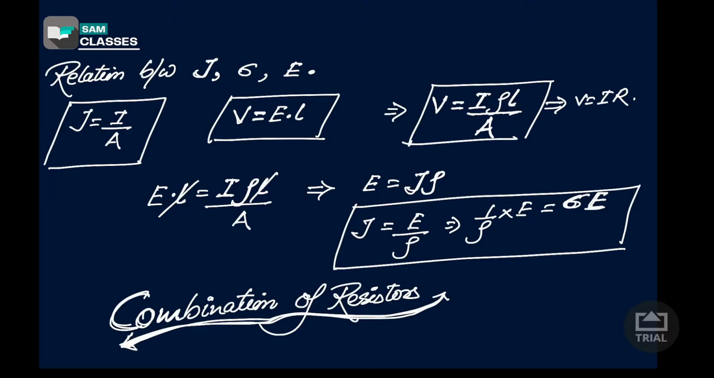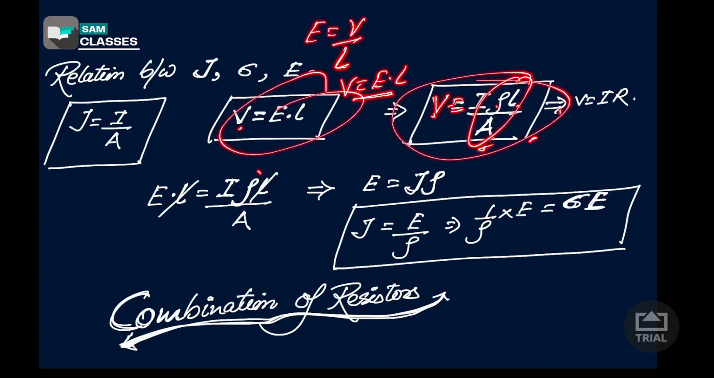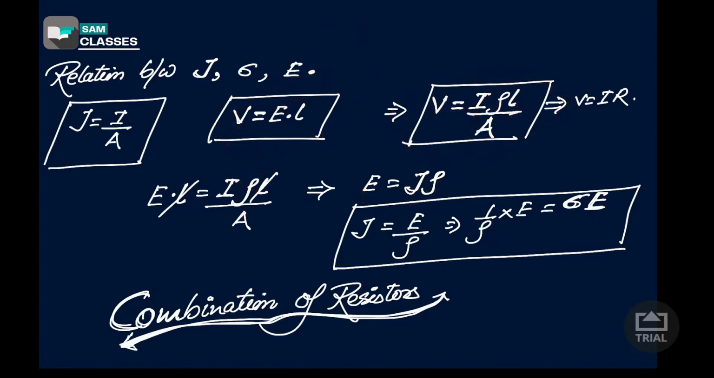Anybody, any doubt in any of the steps? See, every step is very important. J means current density. Keep in mind, current density means current by area. We know electric field is equal to potential gradient, V by L, potential by length. So V is equal to E into L. And V is equal to IR. In place of R, I can write rho L by A. Now equate this V and this V. We get E is equal to I by A into rho. I by A is nothing but J, so J is equal to E by rho. 1 by rho is nothing but sigma. So J is equal to sigma E.